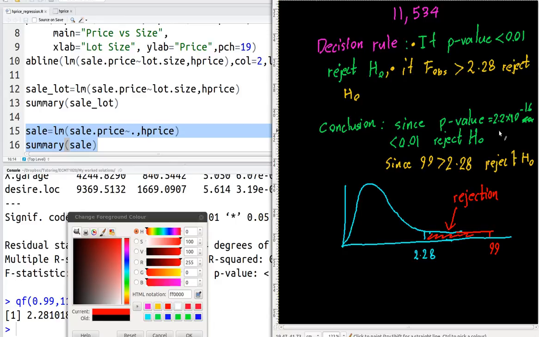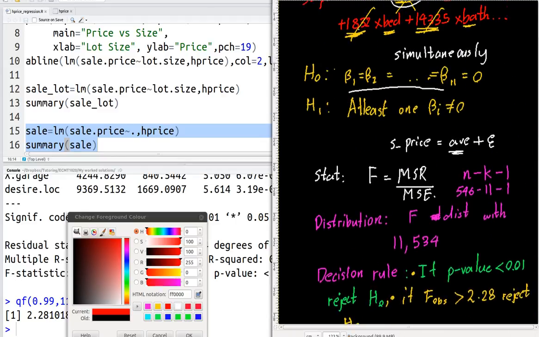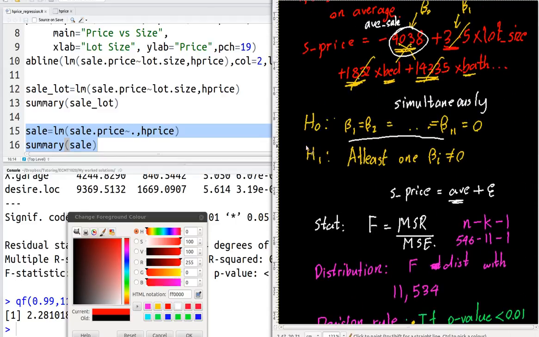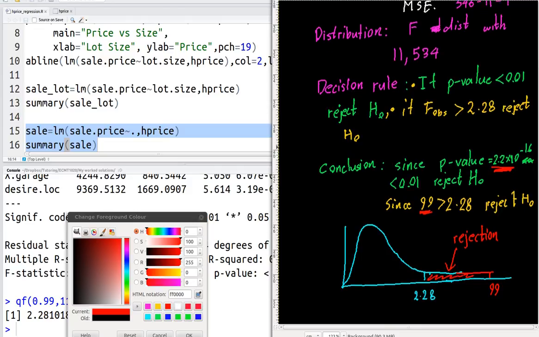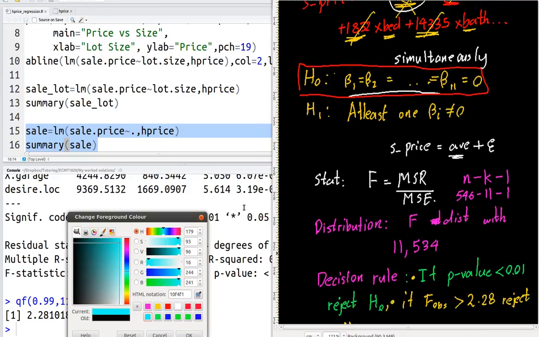If you're still trying to get your head around this p-value, one way to think about it is to say that under H0, which says all betas are equal to 0, the chance of me observing 99 point something for my F statistic was 2.2 times 10 to the negative 16, or rather, it was extremely small. The chance of me observing a value of 99 or greater is extremely small under the null hypothesis. So it's more probable that I can reject H0 and agree with H1.